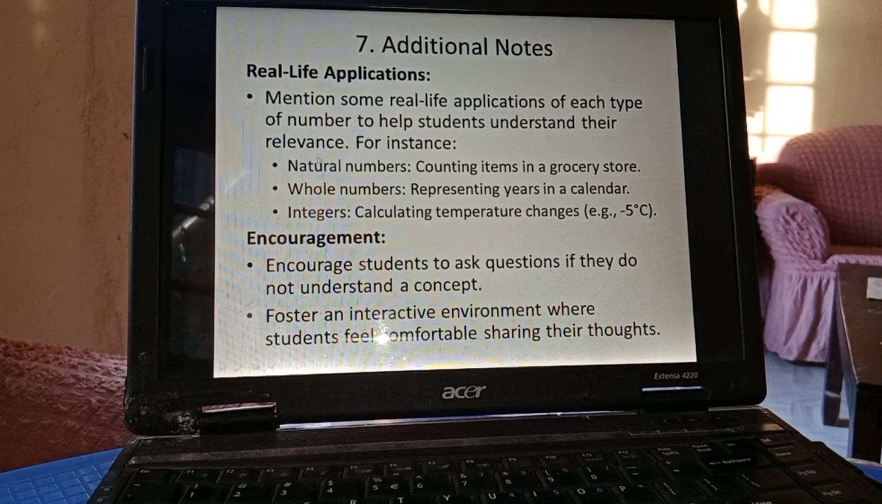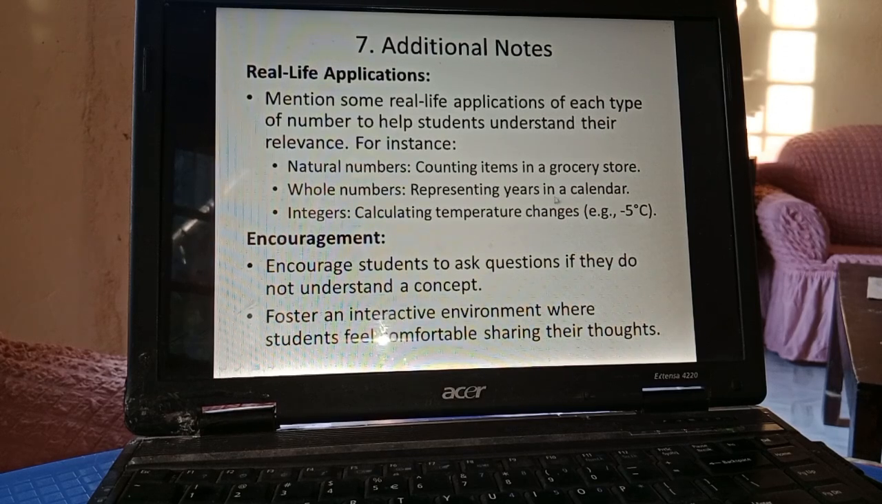Additional notes. Mention some real-life applications of each type of number to help students understand their relevance. For instance, natural numbers, counting items in a grocery store; whole numbers, representing years in a calendar; integers, calculating temperature changes, e.g. -5 degrees centigrade.